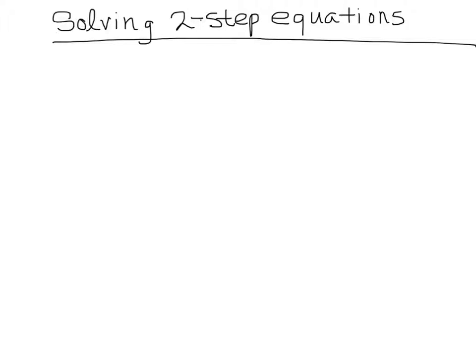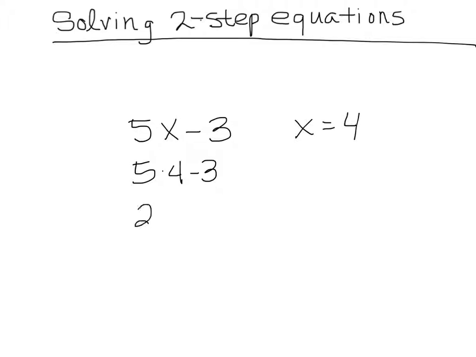Today we're going to solve some two-step equations. First, we're going to start by evaluating an expression, 5x minus 3. We're going to evaluate this expression for x is equal to 4. That means that wherever there's an x, we substitute in a 4. So we have 5 times 4 minus 3, and that equals 20 minus 3, which is equal to 17. We've just evaluated the expression 5x minus 3 for x is equal to 4.